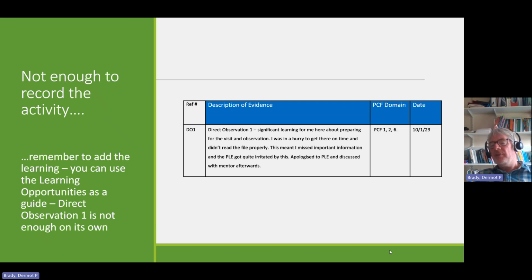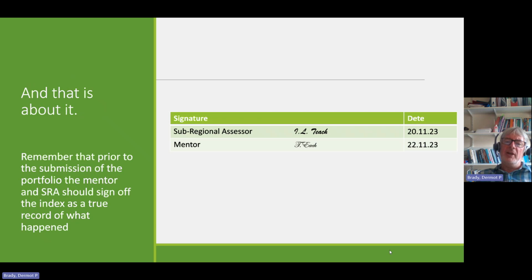So it's relatively short. Really, it's an index, so we don't want a lengthy description of things. I'm guessing that could be found elsewhere. But I'd like to have a sense of, well, what was the learning? So just going direct observation 1 and then putting the PCF date, et cetera, it's not really doing it, is it? Do you know what I mean? So we need to put a little bit more detail in it.